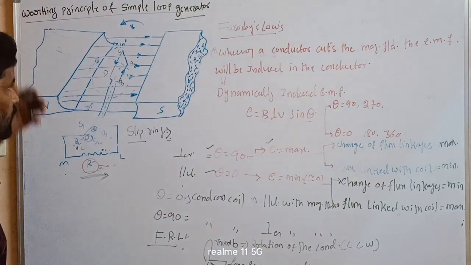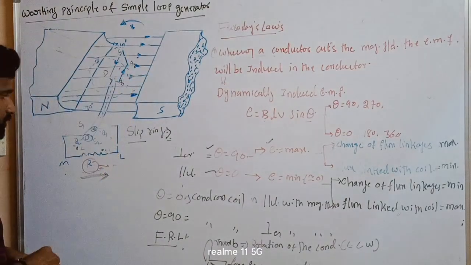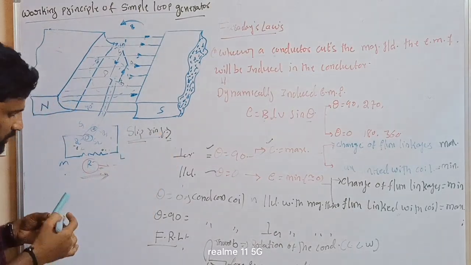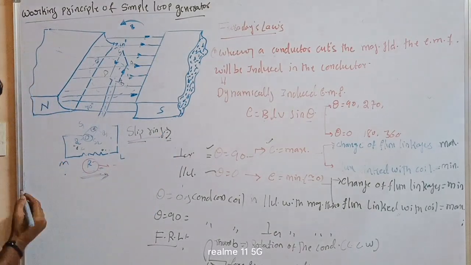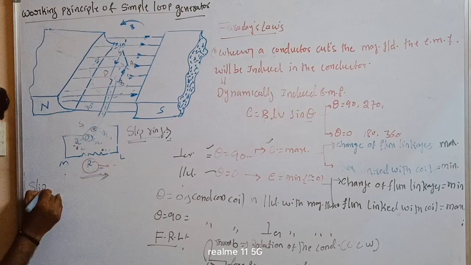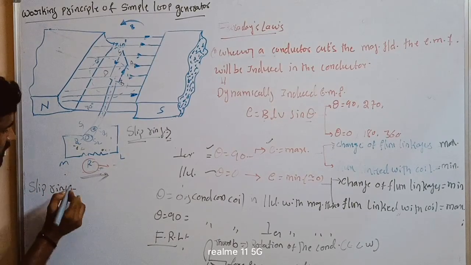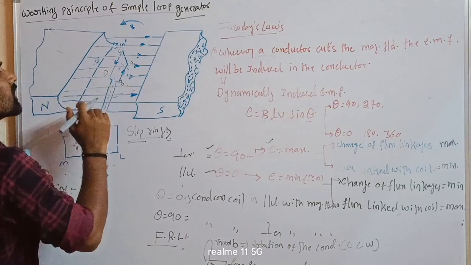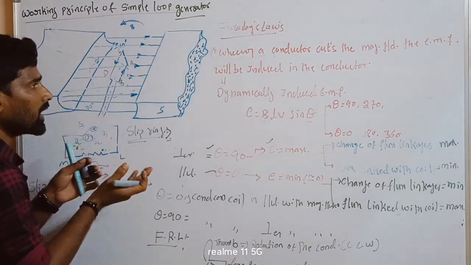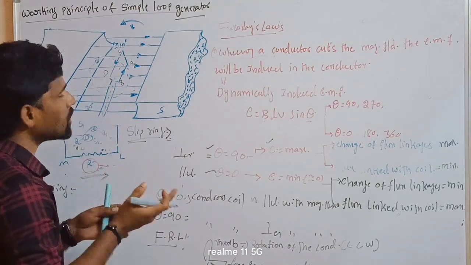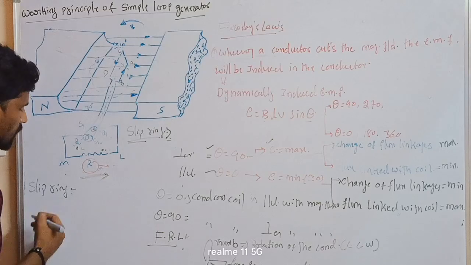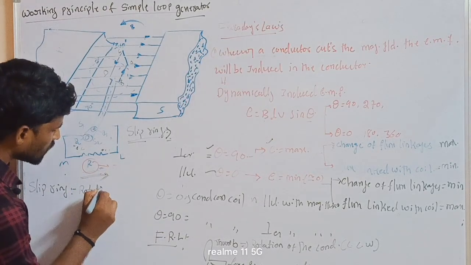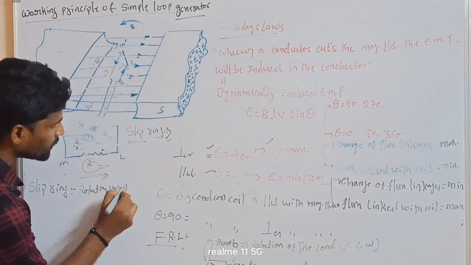So let us go to the simple loop. First we take only slip rings. What are the slip rings? Slip rings rotate with the coil. Whichever way the coil rotates, the slip rings also rotate in the same direction. So the slip rings rotate with respect to the coil.